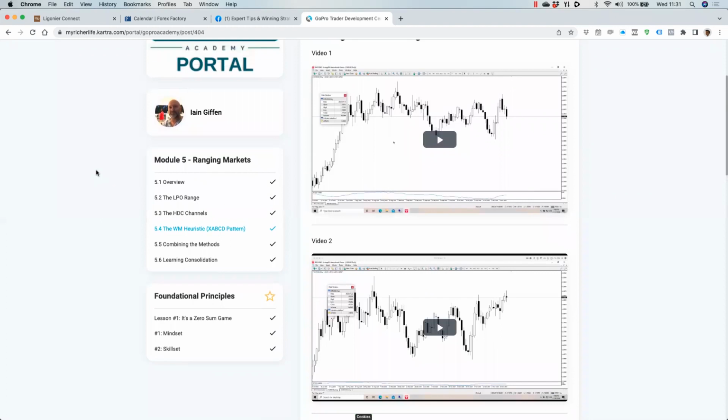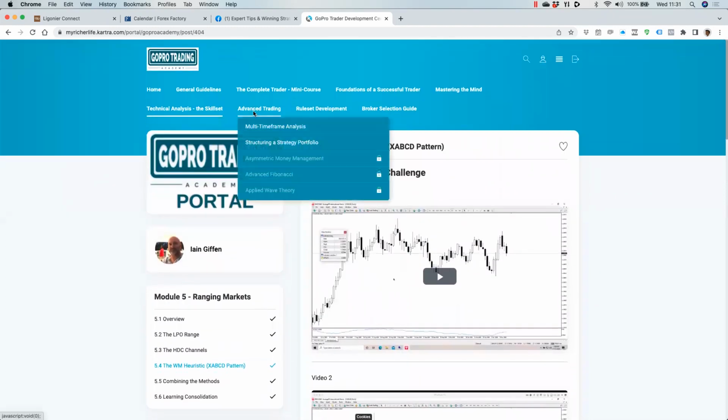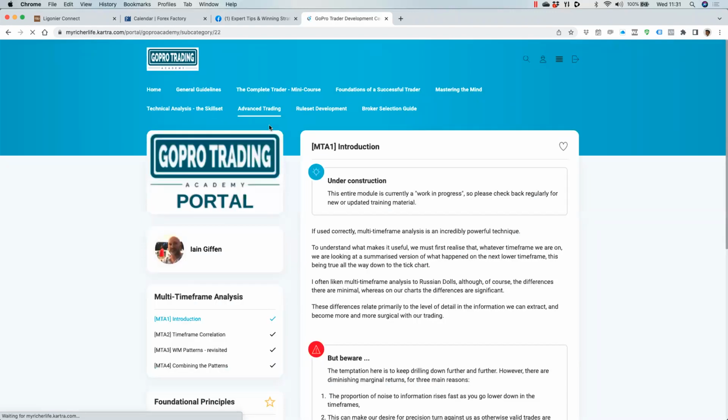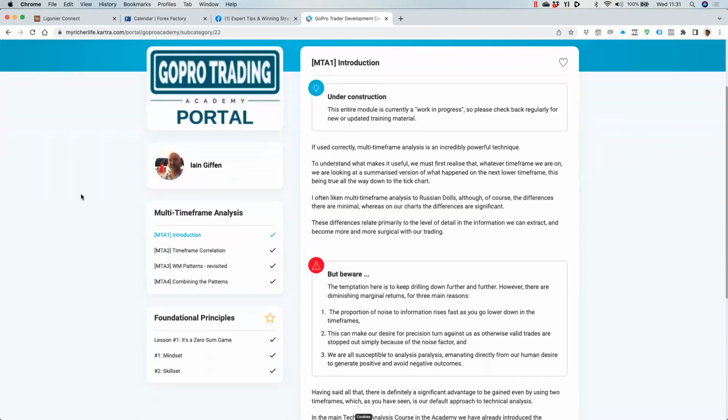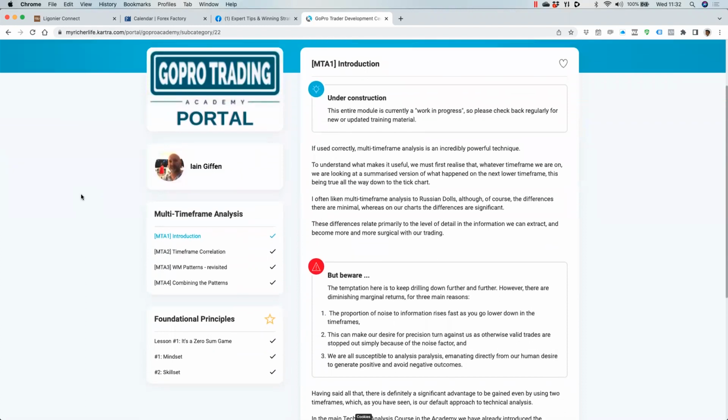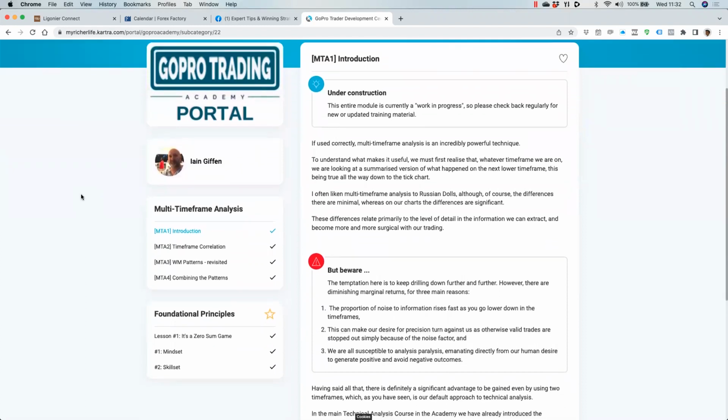Okay, so let's in fact jump to the advanced training. You'll notice under advanced training, we've got the multi-time frame analysis section. And by the way, if you're wondering why there's all this other stuff over here, it's because I'm the administrator and I am developing other material for you guys in the academy, which just isn't ready yet, as you might have noticed.